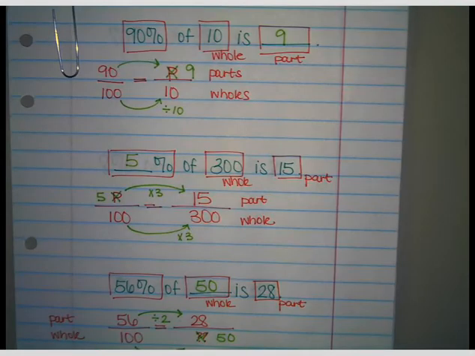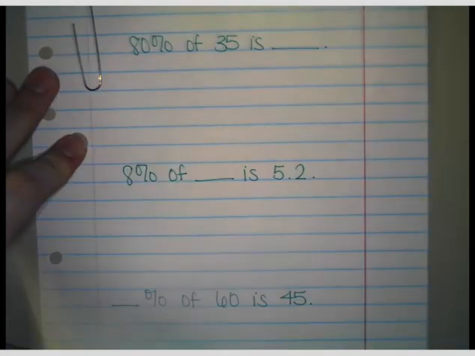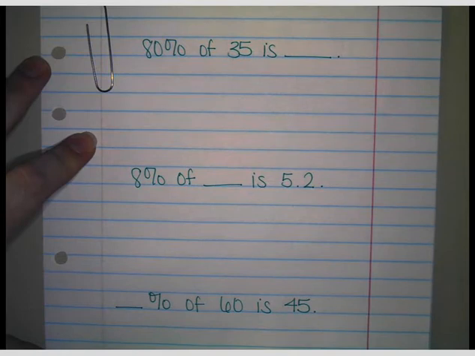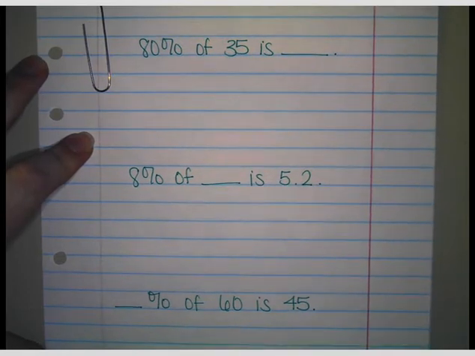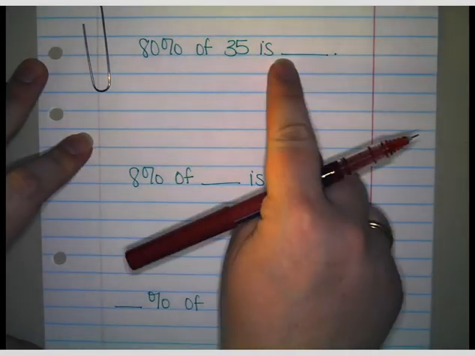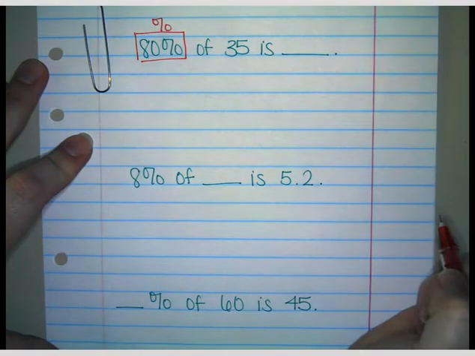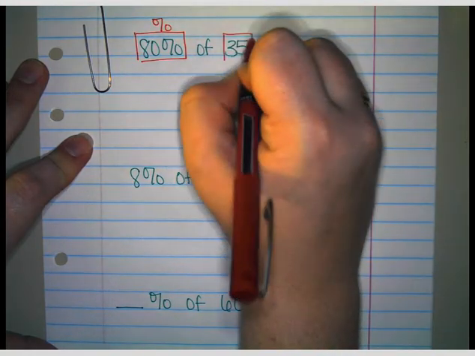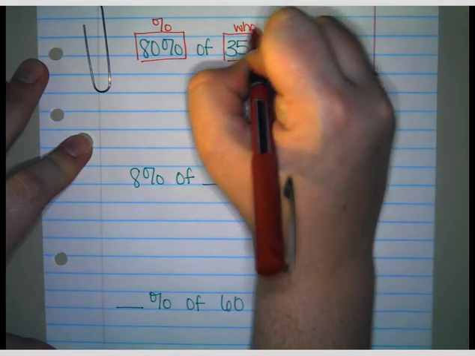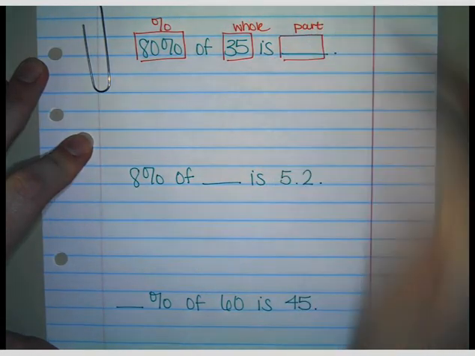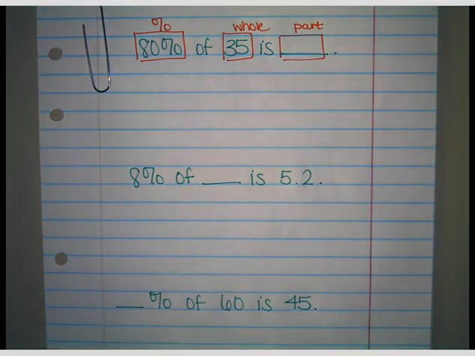Now it gets a little trickier though, because sometimes the numbers don't work out quite so nicely. So this is kind of our new stuff. 80% of 35 is what number? As a reminder, we have our percent, that's going to make the first ratio, and then we have our whole, and our missing part is the part, and those together are going to make the second ratio.